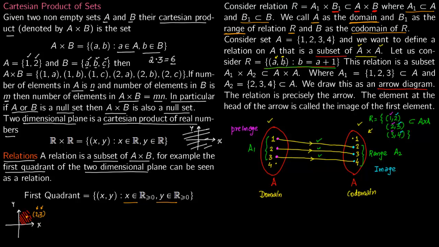So here again, with a and b, b is the image and a is the pre-image. That is the entire story behind relations. And relations are important because we define functions further as a subset of relations.